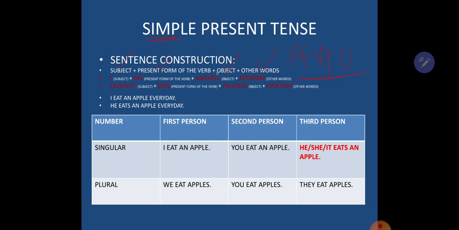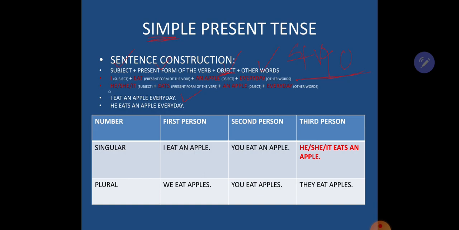It is not necessary that all sentences will have an object, but here for your information I have put subject plus present form of the verb plus object plus other words. Now in these other words there can be words suggesting time, frequency, place, etc. So here I have taken subject I. So I eat. Eat is the present form of the verb. An apple, that is the object, every day. I eat an apple every day. That is the simple present tense.